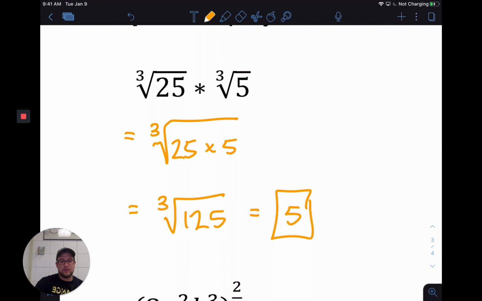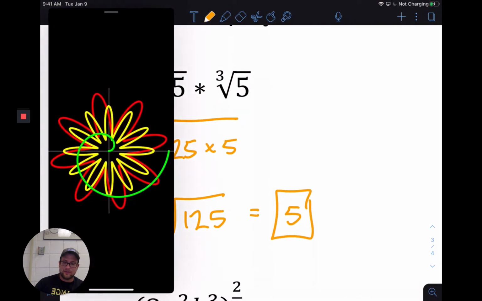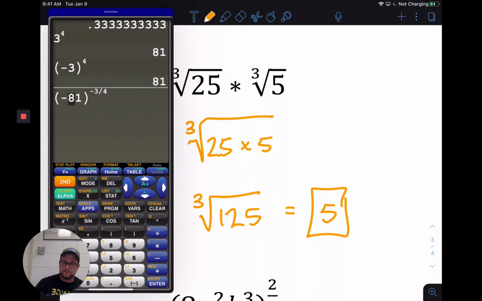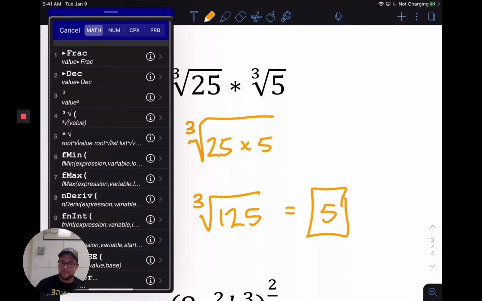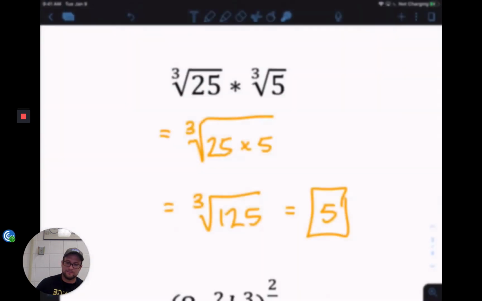And our calculator could have shown us that as well. Now, you should know how to look at the third root of a number on your calculator. Assuming you have a graphing calculator, if you hit math, and then for me, it's option number 4, which I'm seeing right here. Option number 4 has a little cubed root here. And if I look at the cubed root of 125, I do see that that ends up being equal to 5, and we'll take that as an answer.